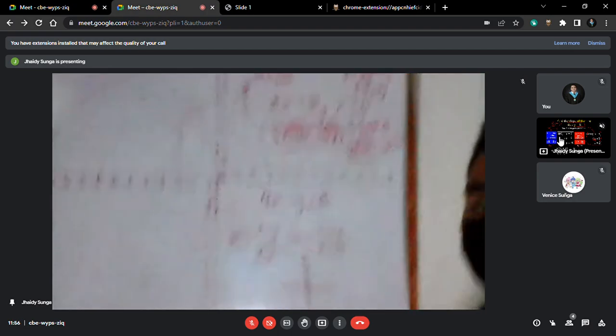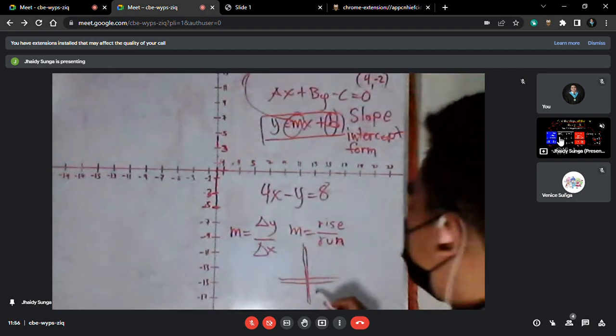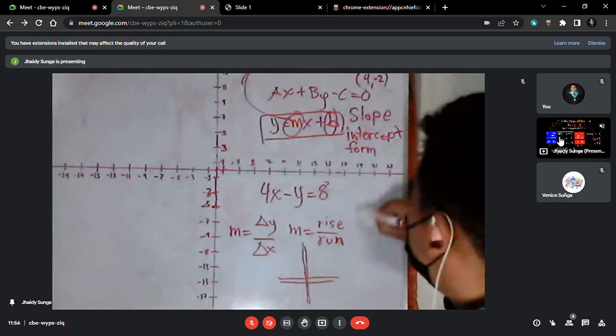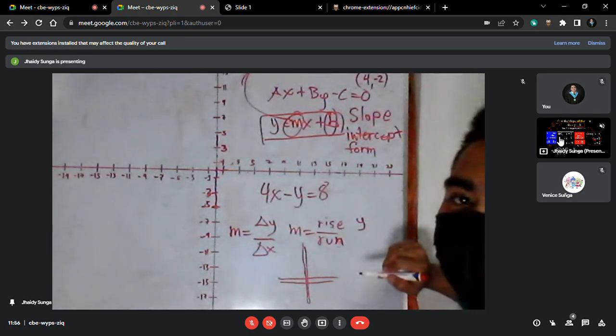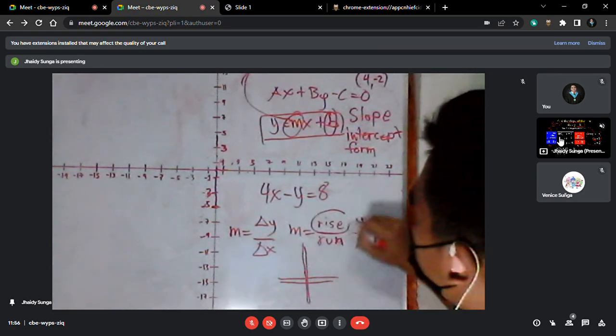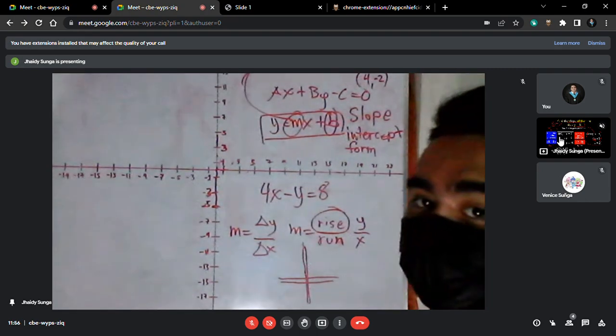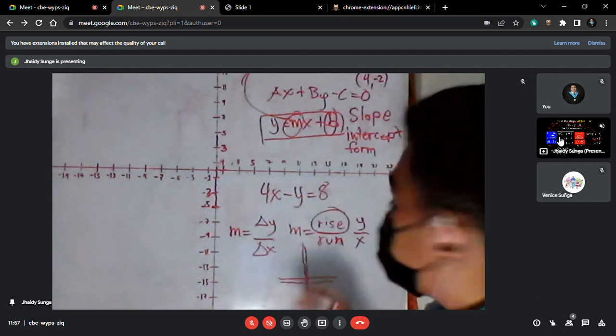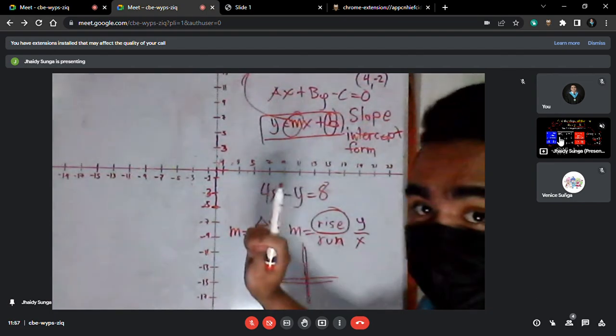So maybe you cannot see. This is your x, no? And if we say rise, that is your y. And if we say run, that is your x. You are always basing to the y if you go rise. If your rise is negative, we go down. If your rise is positive, we go up.